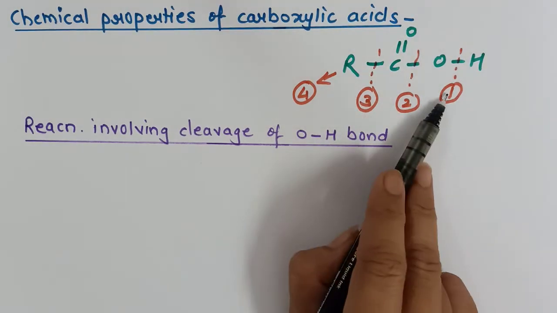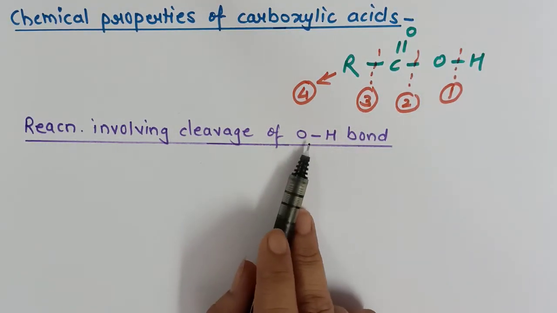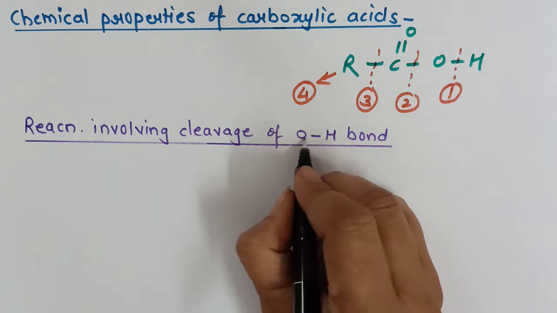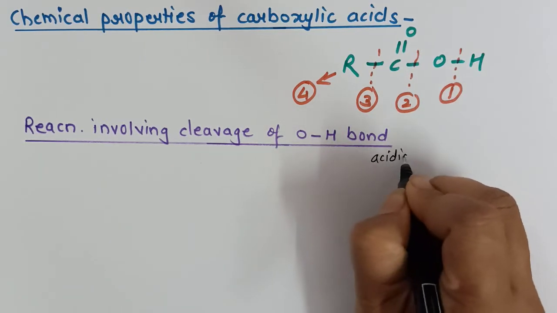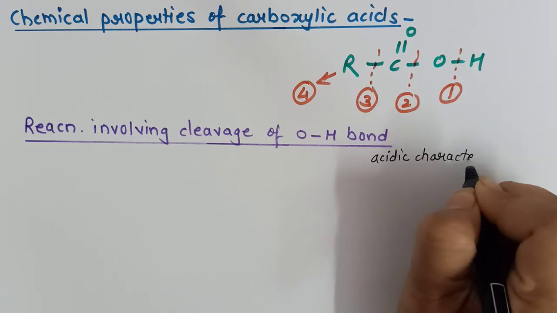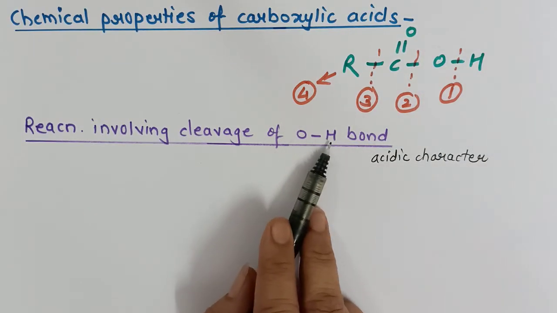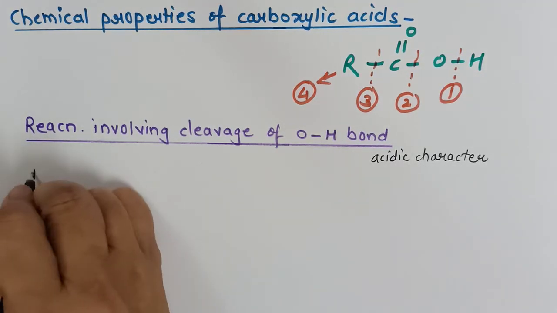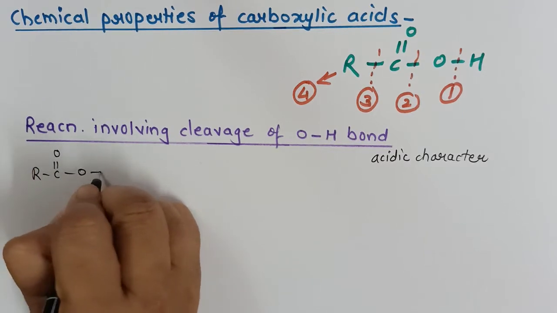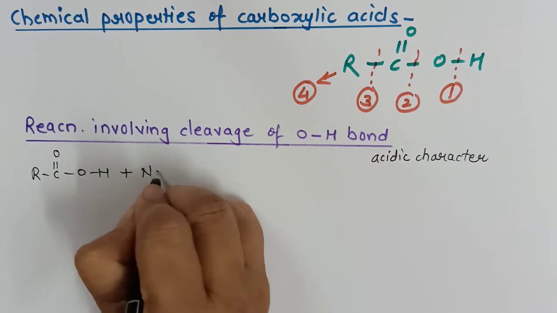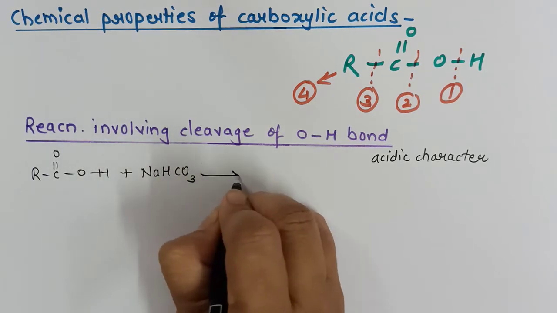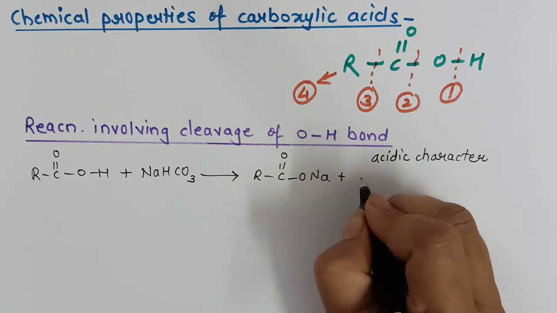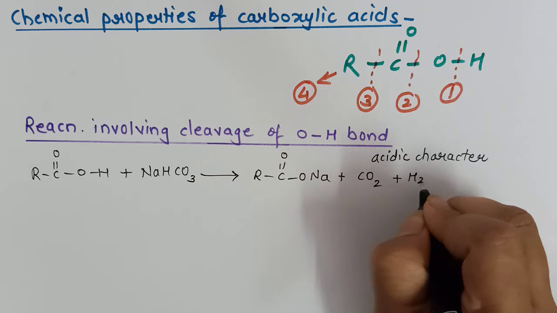So we'll begin with the first one, where we are discussing cleavage of the OH bond of the hydroxyl group. And this is the important one because this cleavage is responsible for the acidic character of carboxylic acids. Since this bond will be cleaved and hydrogen will be released, it will be responsible for acidic character. Any carboxylic acid, when it is treated with sodium hydrogen carbonate, gives sodium salt along with the evolution of carbon dioxide and water.